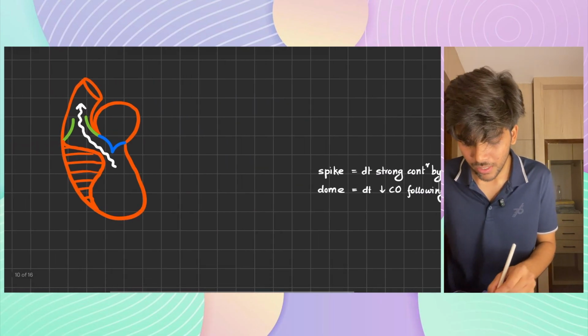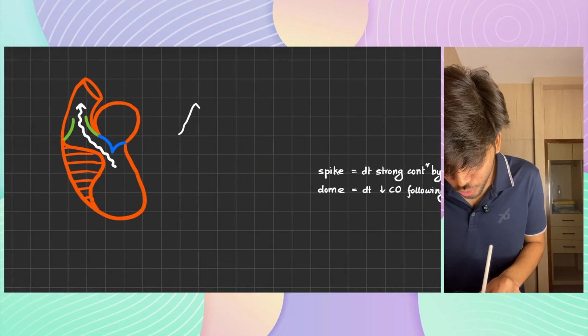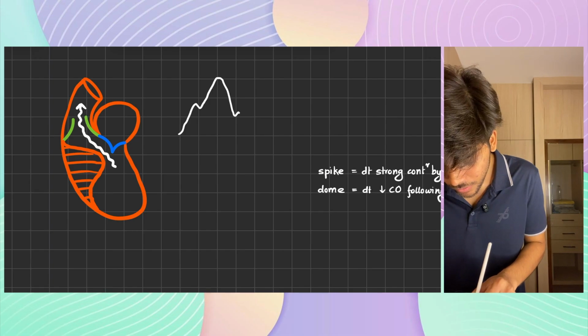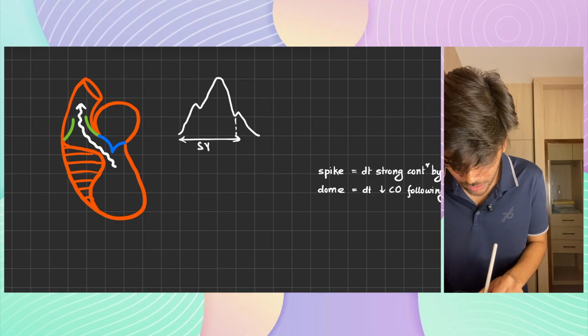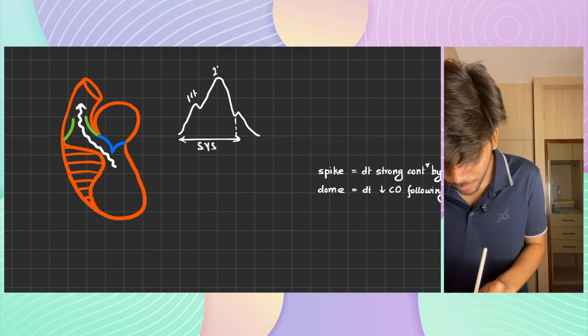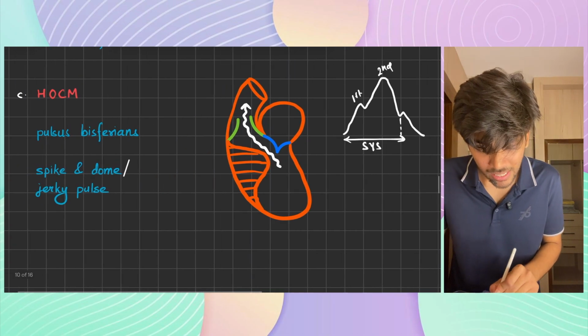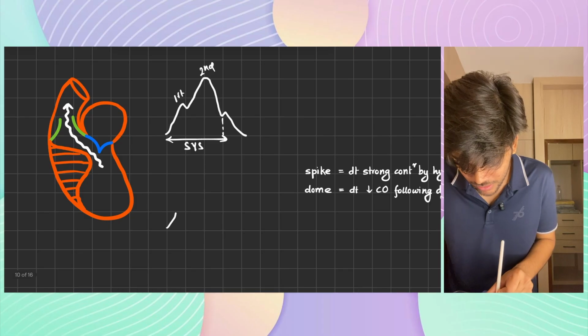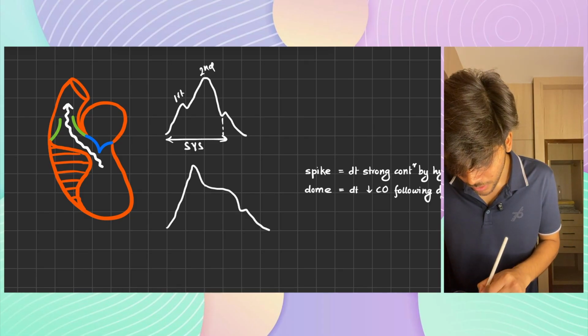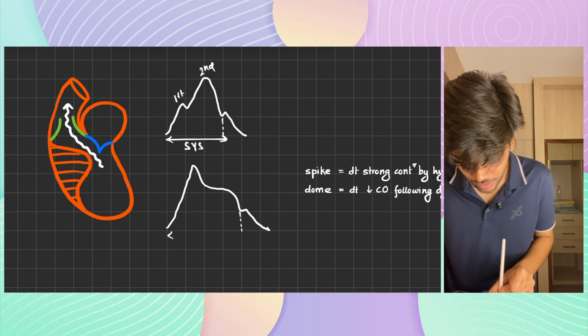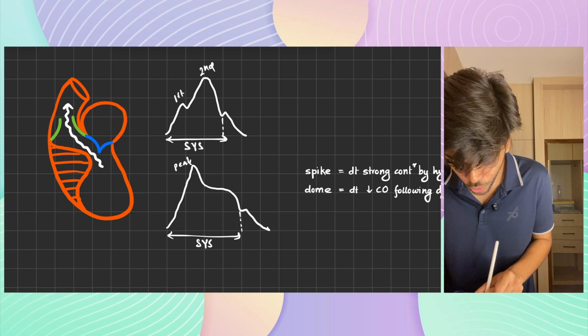In pulsus bisferiens, what did we have? We had two peaks in systole itself. First peak and second peak. And you also get spike and dome. Spike and dome means there's a sudden rise in pressure and then a plateau. Here is systole. Within the systole, there is your peak and then a dome.